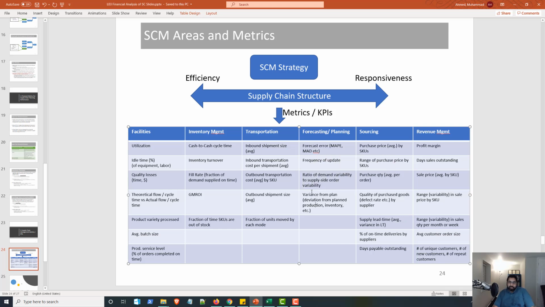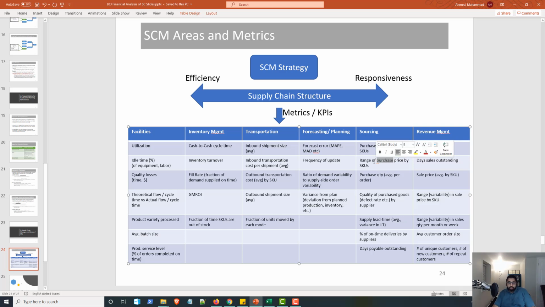Okay, and then variance from plan. If you had a plan to produce in a certain schedule and have certain inventory levels available, how far are you from the plan in actual? Sourcing, purchase price, obviously, range of purchase price for a particular SKU or SKU family. If you have a high range, meaning variability, minimum minus maximum. If your range is too high for an SKU, that means sometimes you're paying too much for that SKU, right? Because the price is moving up and down all the time.